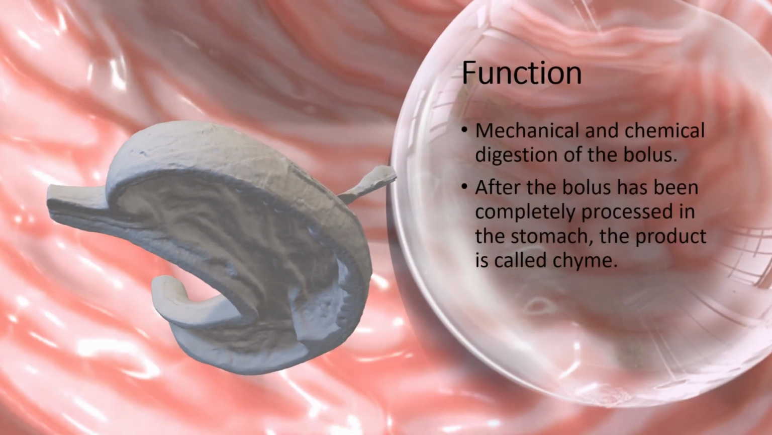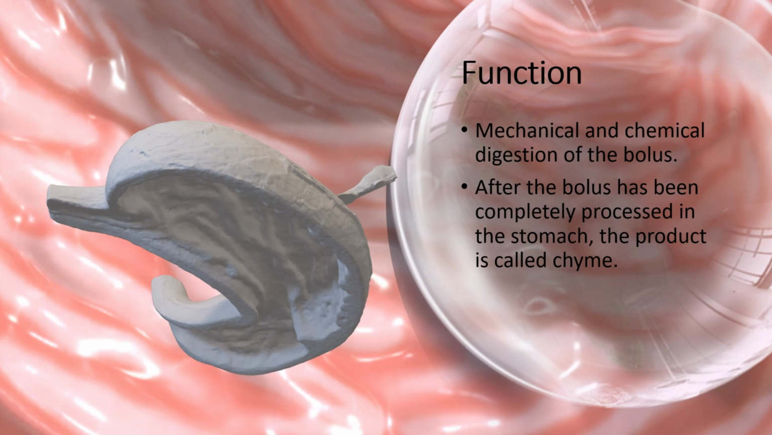Also, regarding the function, this organ has two functions, the mechanical and the chemical digestion of the bolus. After these components are completely processed in the stomach, the product is called chyme. The principal function of the stomach is to mix the food with acid, mucus and pepsin, and then release the resulting chyme at a controlled rate into the duodenum for absorption.